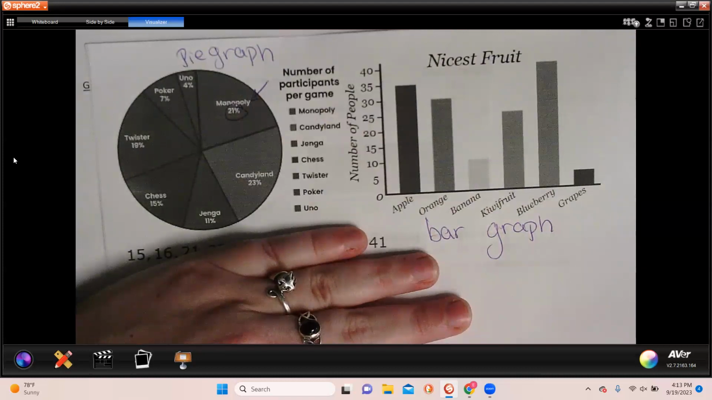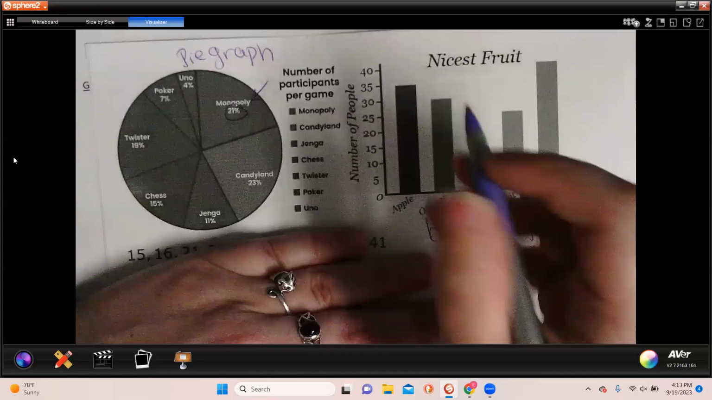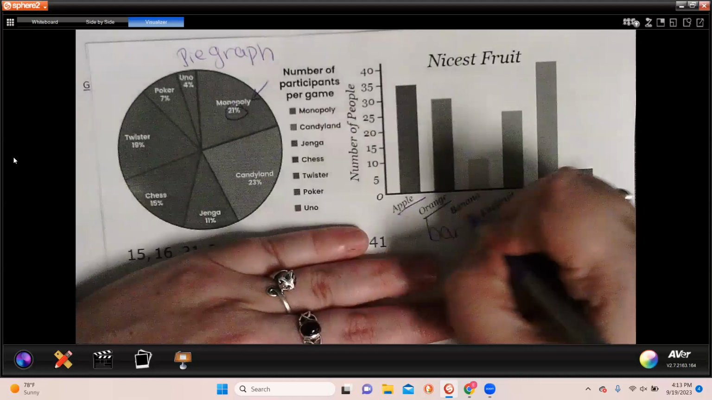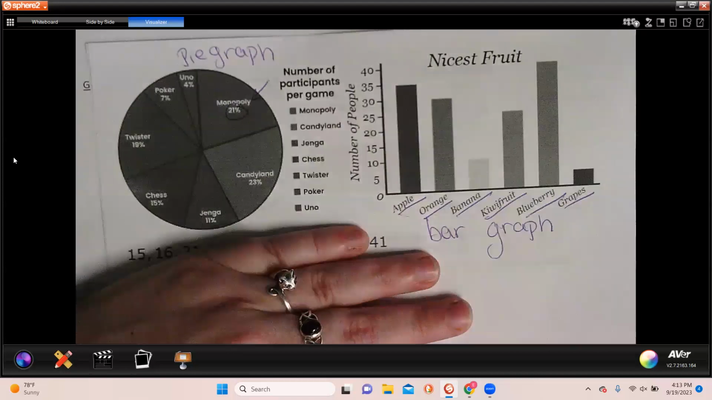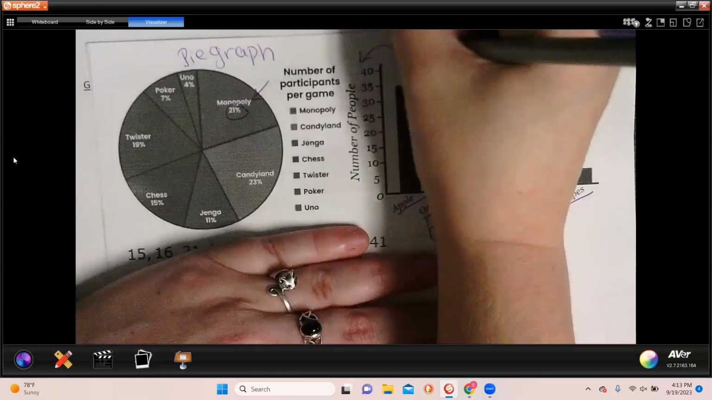Okay, that's how a pie graph is. Each section of this pie is labeled by a category and a percent. Each bar is labeled with a word. That is very important. That's the biggest representation of a bar graph. And the frequencies are right here.